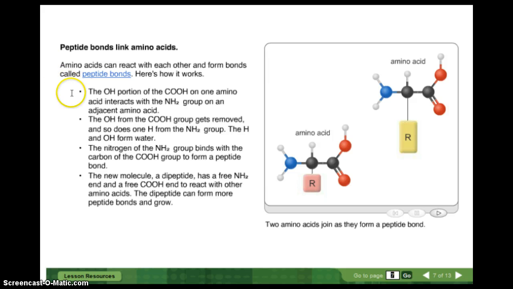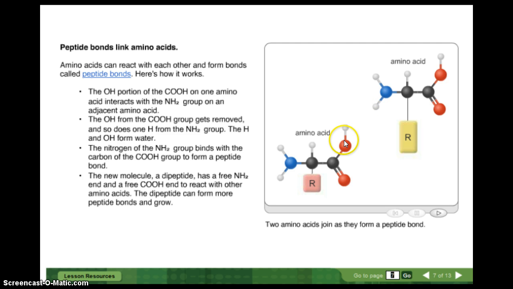Here's how it works. The OH portion of the COOH on one amino acid interacts with the NH2 group on the adjacent amino acid. The OH from the COOH group gets removed, and so does one H from the NH2 group. And then, of course, the H and the OH form water. Okay, so you know that. So in other words, this part's going to come off with one of these, and boom, we made water. And what kind of reaction is that?